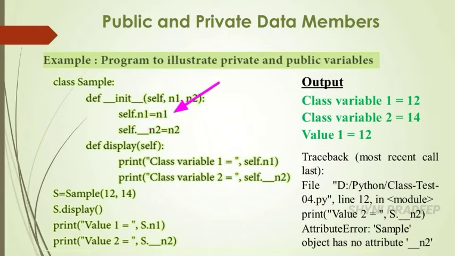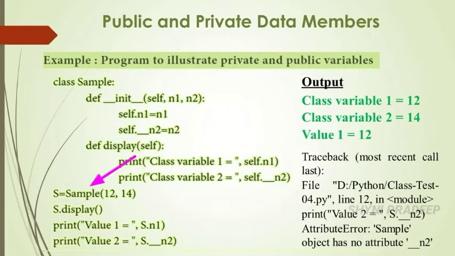Here n1 is the public variable. You can access this n1 variable anywhere in the program. But n2 is the private variable, which means double underscore is given. So this n2 is a private variable. You cannot access this variable outside of the class. Next, see the display function, within the parenthesis self, and print class variable 1 is equal to self.n1, print class variable 2, self.__n2.